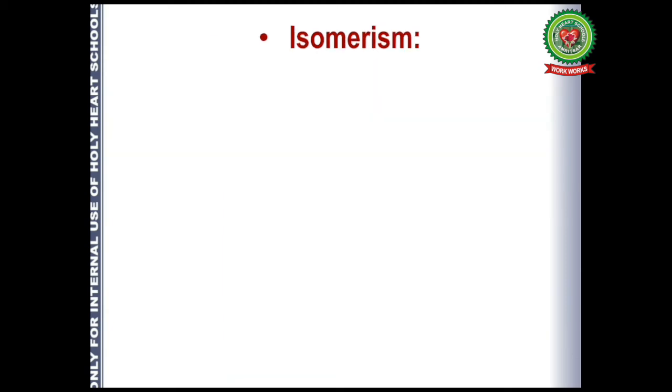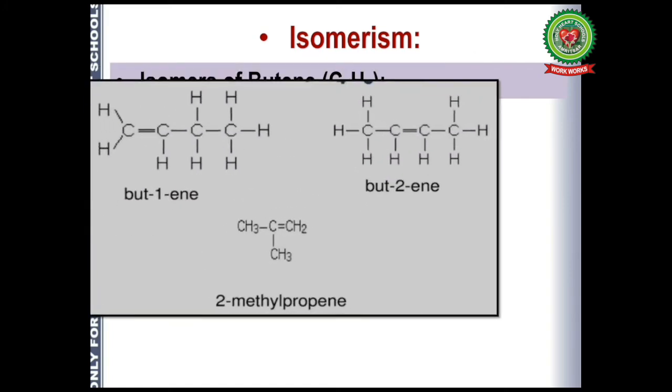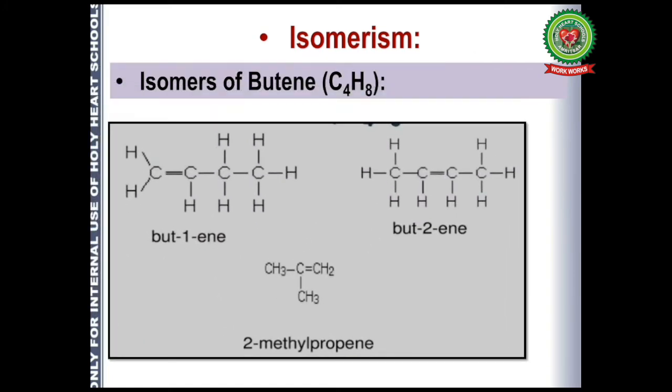The next topic that we need to discuss is isomerism. In alkenes, let us take the example of butene, which has a molecular formula of C4H8. So there are 3 structures in front of you. One by one we are going to study those. 4 carbons and 8 hydrogens.